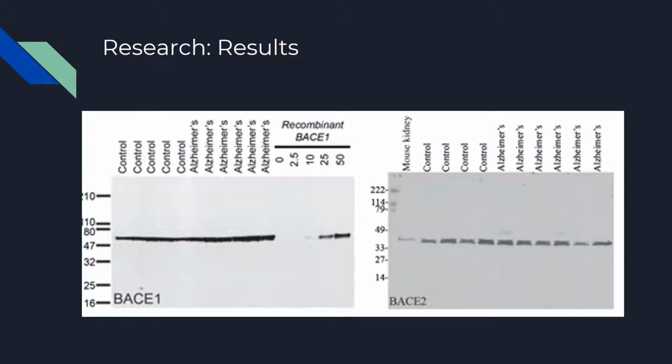Next, they did a Western blotting, which was used to determine that BACE1 and BACE2 are both readily detectable in human brains. As you can see, BACE1 is on the left and BACE2 is on the right. This is from the frontal cortex samples of the human brains, and they did do BACE2 of the mouse kidney on the right, but not on the left for BACE1.